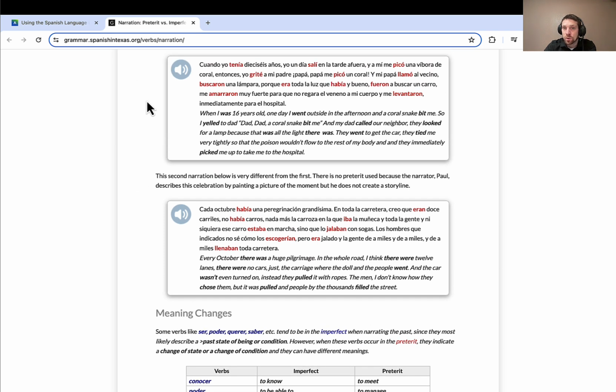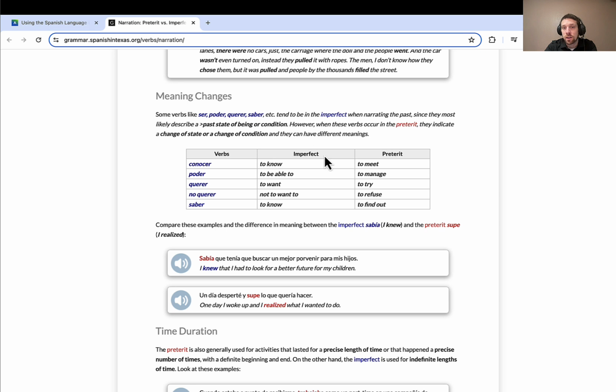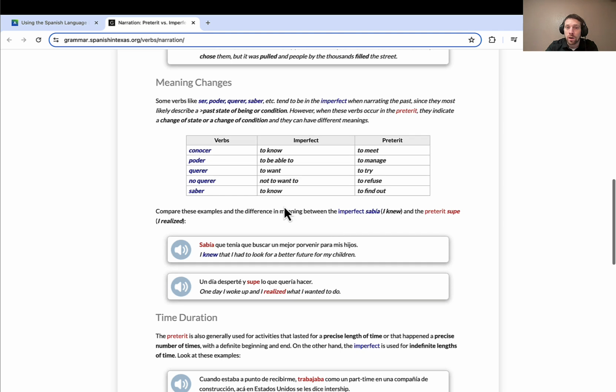Typically, when you're telling a story that has something going on, and then other things happening or other things that interrupt those events, that's when you mix in the past continuous and the past simple, or the imperfect and the preterite. You'll see some meaning changes when you're using either the imperfect or the preterite. Some verbs actually have different meanings depending on how you're using them in the past. One example is saber, which often means to know, but it can also mean to find out.